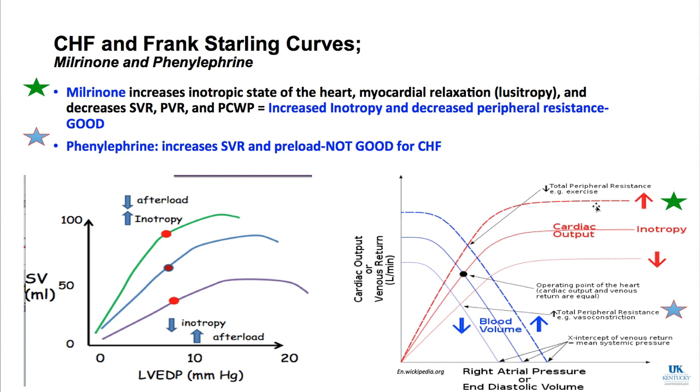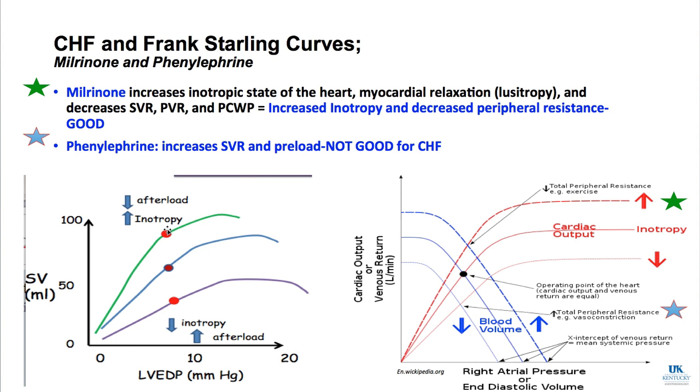So the bottom graphics, feel free to stop the podcast and look at these in detail if you like, but simplistically they're showing the effect of increased afterload and changes in inotropy on stroke volume and cardiac output. For example, in the bottom left, the red dots represent points of LVEDP on the curves of lower inotropy, normal inotropy, and increased inotropy. So as we increase inotropy at the same LVEDP, we get more bang for the buck and stroke volume goes up.